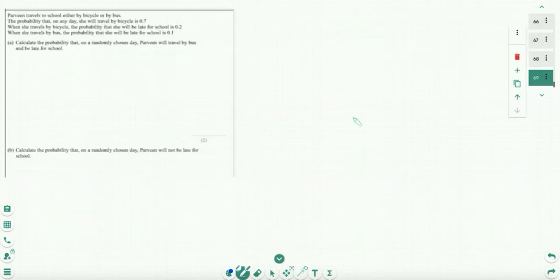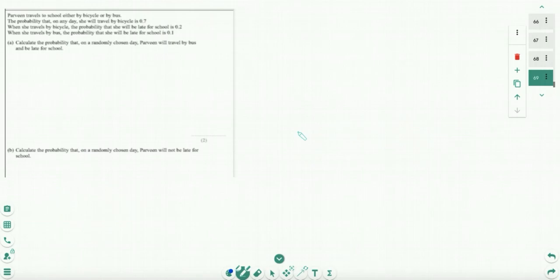Last one. Parveen travels to school either by bicycle or by bus. The probability that on any day she will travel by bicycle is 0.7. When she travels by bicycle, the probability that she will be late for school is 0.2. When she travels by bus, the probability that she will be late for school is 0.1. Calculate the probability that on a randomly chosen day, Parveen will travel by bus and be late for school.